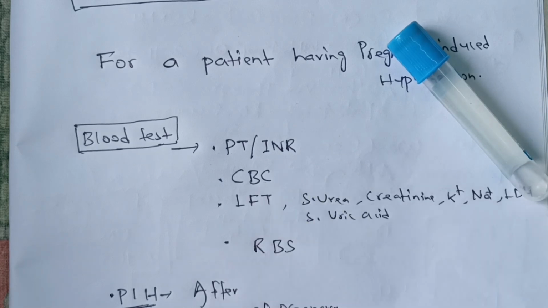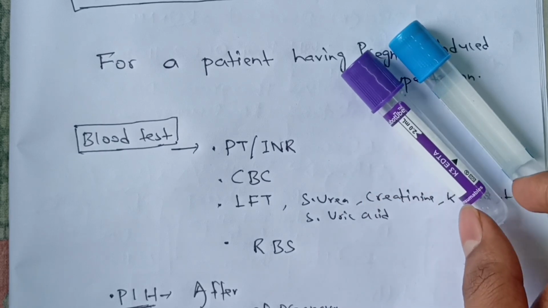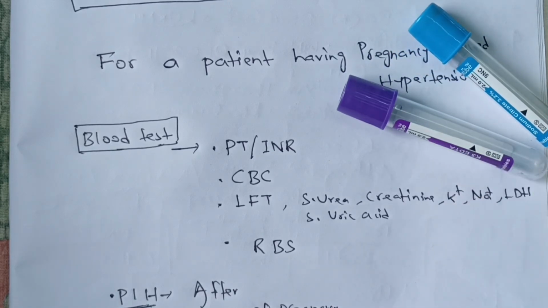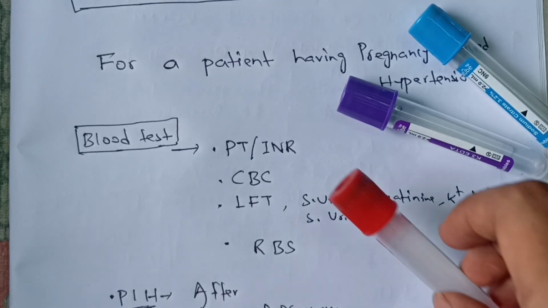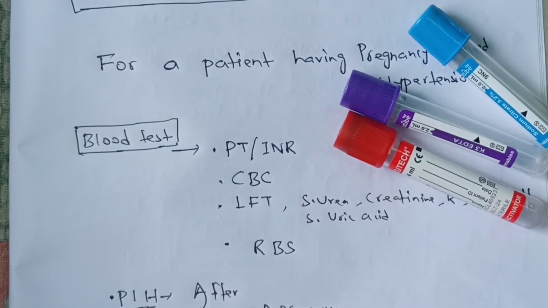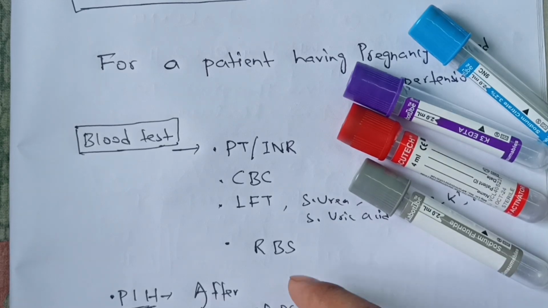And then for CBC or complete blood count, for hemoglobin count and others, we have to use the purple or EDTA vial. And for liver function tests, serum urea and creatinine, K+, Na+, LDH, and serum uric acid, we have to use the clot vial. Clot vial means the blood will be clotted as there is no anticoagulant. And then for RBS, random blood sugar, the gray vial is used. The gray vial is used for glucose estimation, whether random, postprandial or fasting.